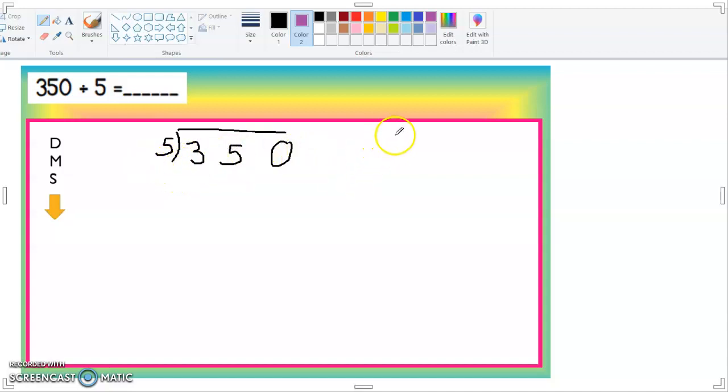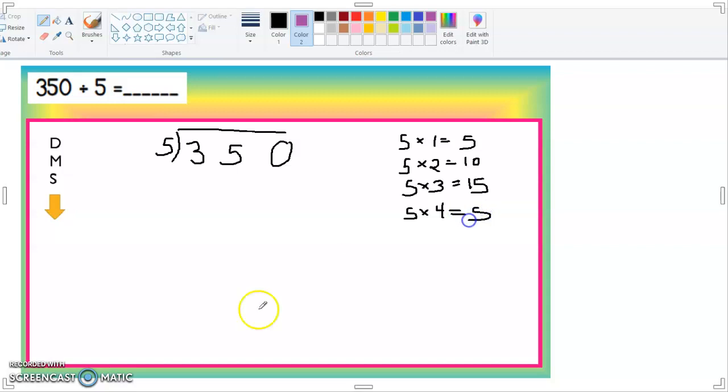Since I'm dividing by 5s, I'm thinking of writing out some multiplication facts to help me out with this division problem. If you know your 5s already, awesome. Sometimes it just helps to see the numbers before you begin. So now let's take 350 divided by 5.